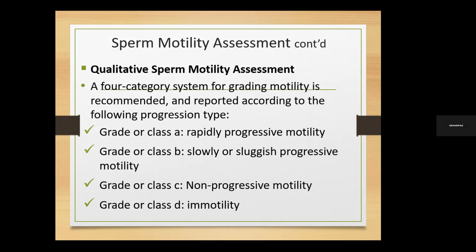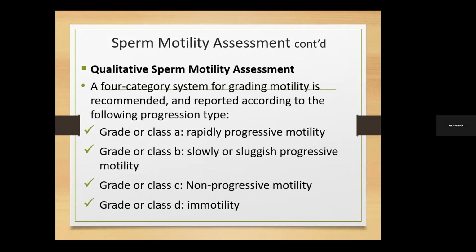Grade A is for rapidly progressive motility, those that are actually moving really fast, and we are going to take each of them one by one. Then we have the sluggish progressive movement. It is going forward all right, but slow. Then there are the non-progressive. They are moving, but they are just staying in one place and shaking the tail. And then there are some which are immotile.